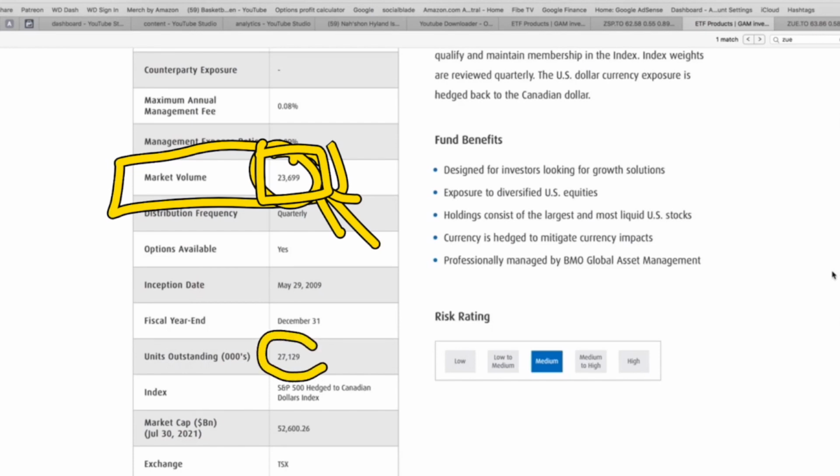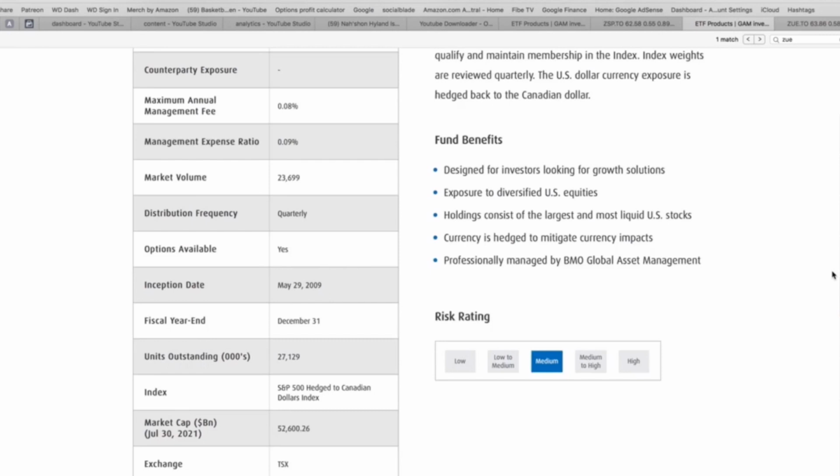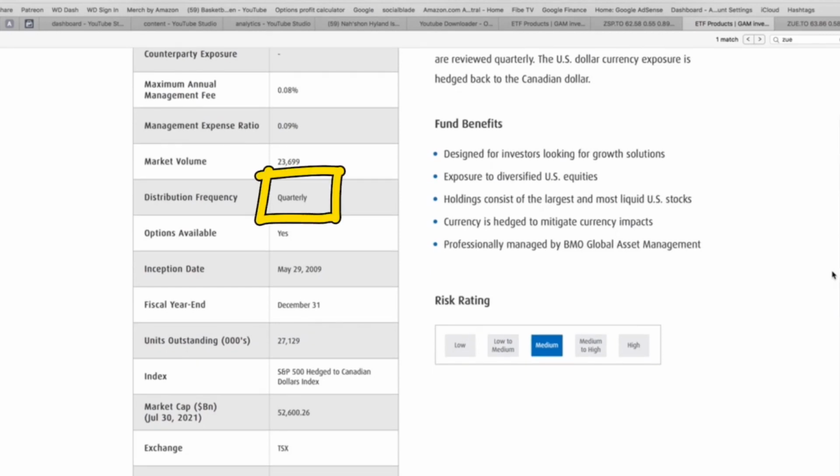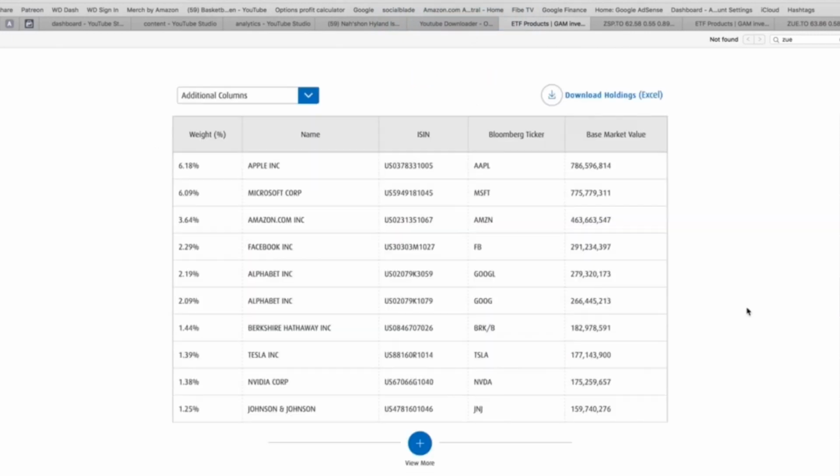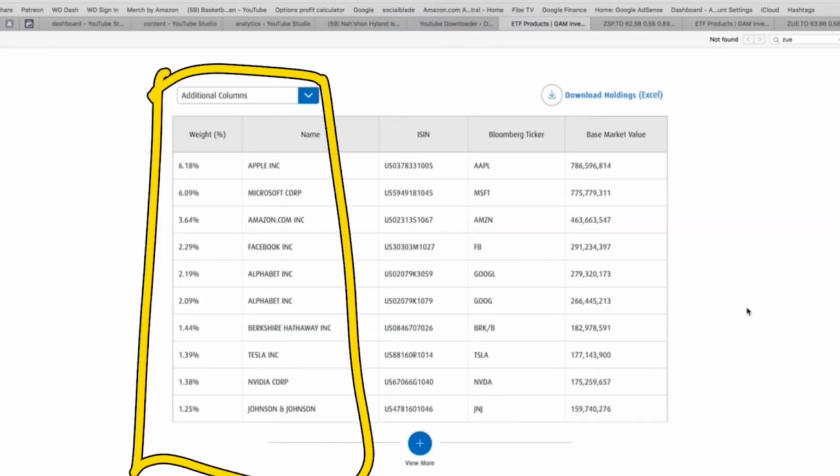However, there's also only about 27 million shares outstanding, so at the same time, you still should be able to get in and out of it fairly easily. It also does pay the dividend quarterly as well. Now, when it comes to the distribution, both ZUE and ZSP are 18 cents each per quarter per share. And technically, they both hold the exact same amount of companies. Technically. Let me explain.